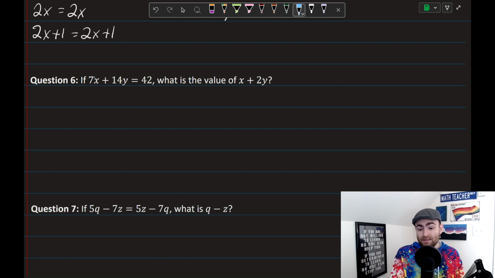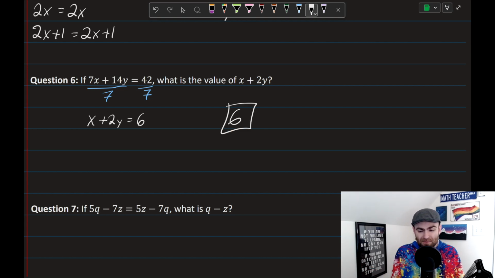It looks like so. 7 and 14, 1 and 2, the relationship is 14 is double 7, 2 is double 1. So it looks like this one is just 7 times larger. And since it's 7 times larger, let's just divide both sides by 7. If I do that, I distribute the division. So 7x divided by 7 is no longer 7, it's just x. And then positive 14y divided by 7 is a positive 2y. 42 divided by 7 is 6. So what is the value of x plus 2y? 6. Not that bad, right?